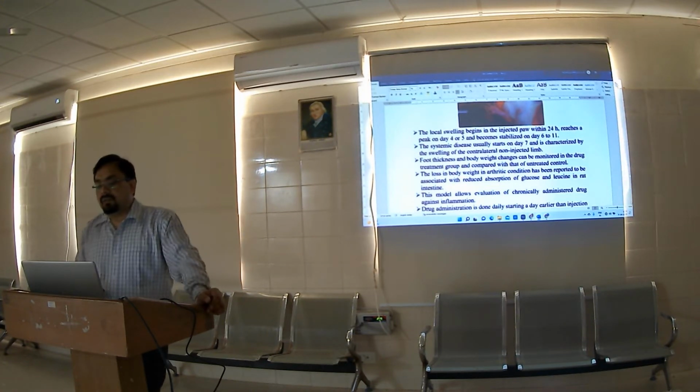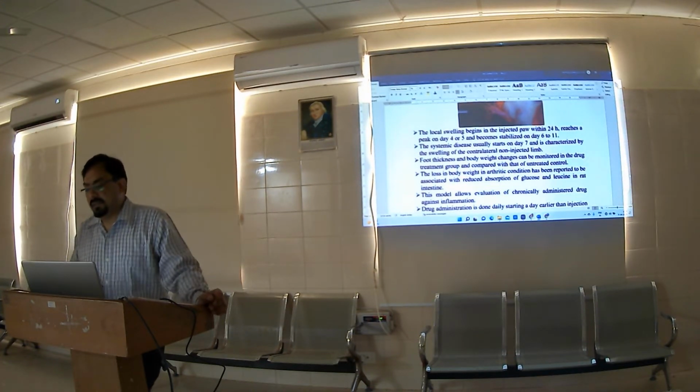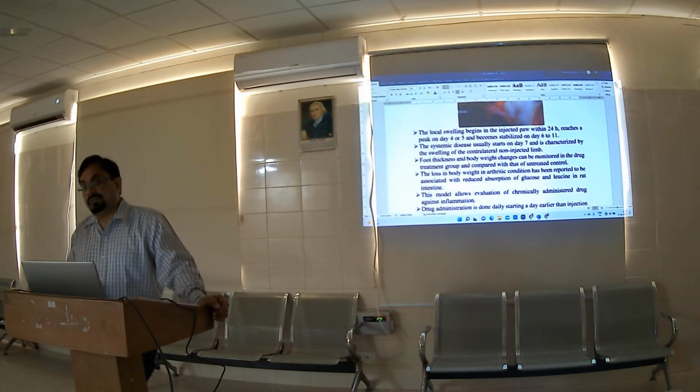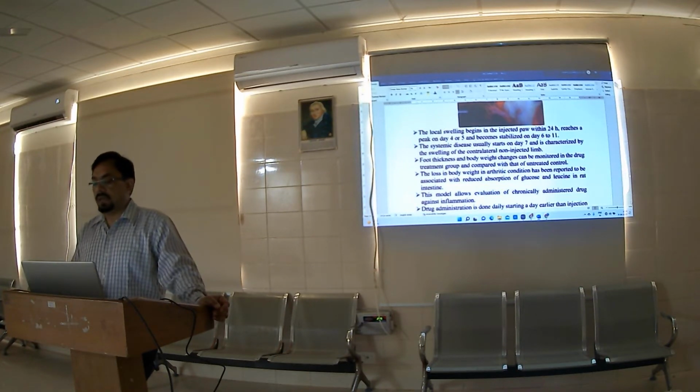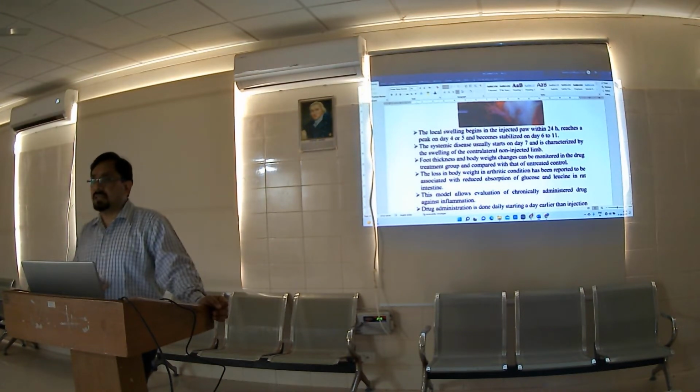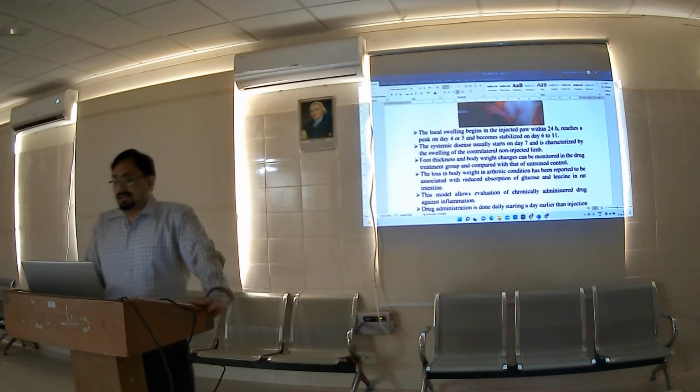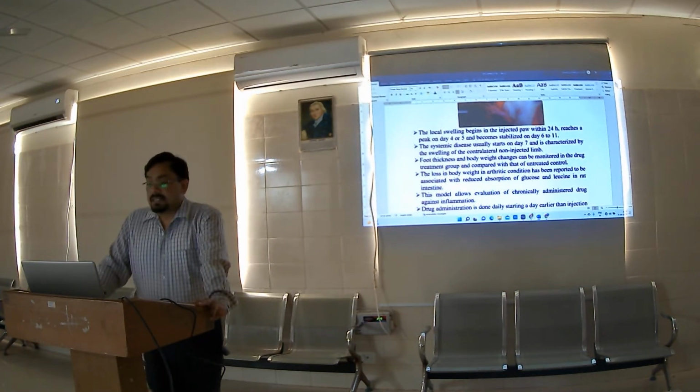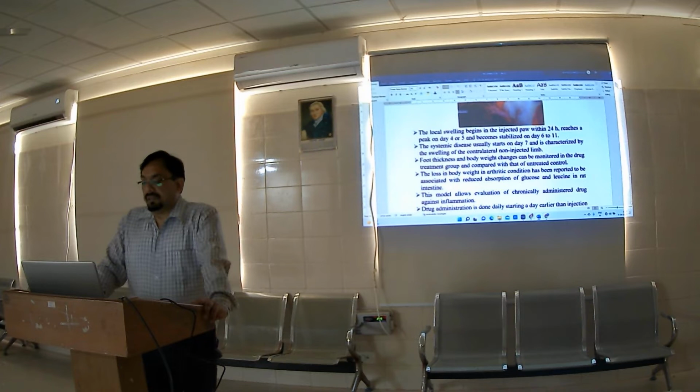Loss in body weight in arthritic condition has been reported to be associated with reduced absorption of glucose and leucine in rat intestine. So this is the mechanism why there is a loss of weight. That is because of decreased absorption of glucose and leucine in the rat intestine.